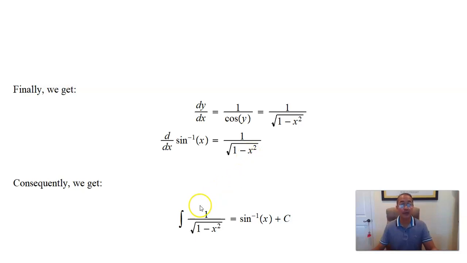Okay, anytime we have a derivative formula, we have a matching antiderivative formula. So the general antiderivative of 1 over the square root of 1 minus x squared is the arcsine of x plus a constant c.